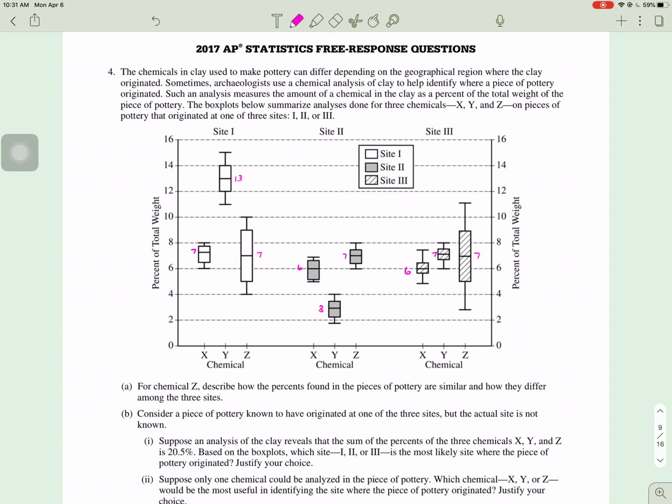So you got 9 box plots here, right? It talks about chemical X at site 1, chemical Y at site 1, and chemical Z at site 1, and then same thing at site 2 and same thing at site 3. So part A says for chemical Z, so we're only looking at 3 box plots. Describe how the percents found in the pieces of pottery are similar and how they are different. Really, this is nothing more than a SOCS problem comparing 3 distributions.